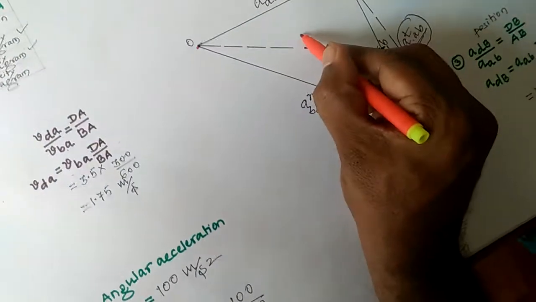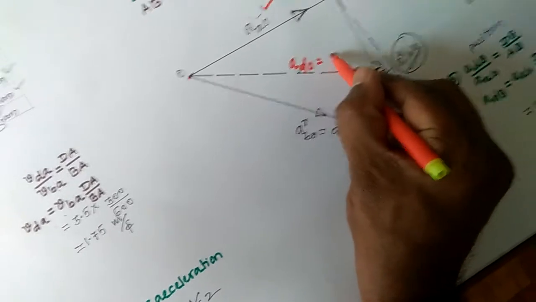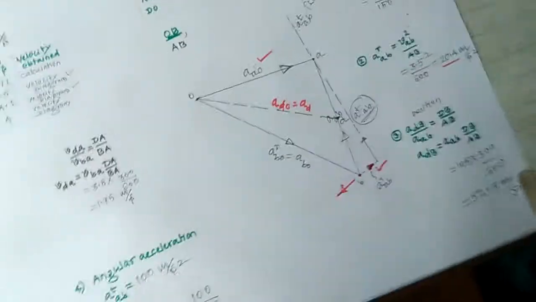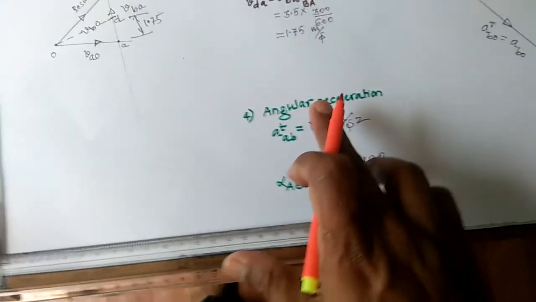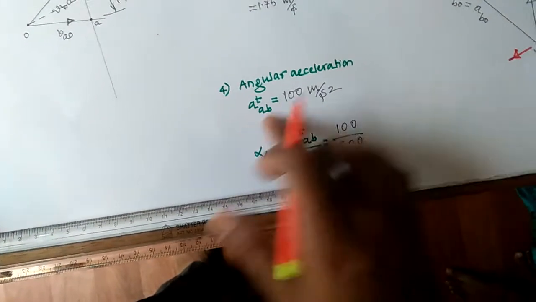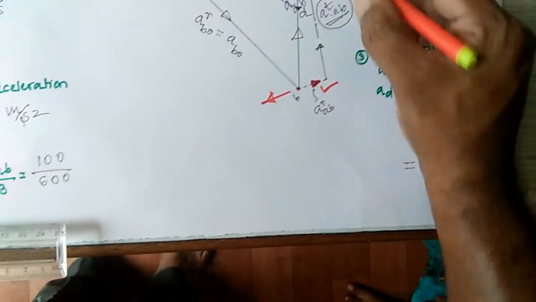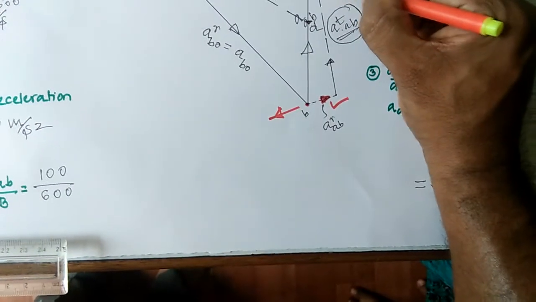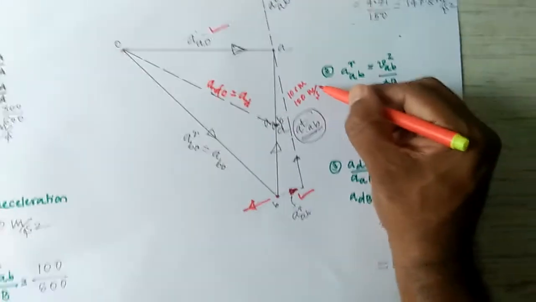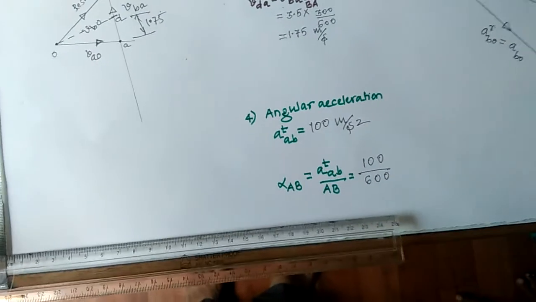Then finally the acceleration of D with respect to O, or the acceleration of D directly, because O is a fixed point. Then you have to find the angular acceleration. That is A tangential divided by AB. You measure the A tangential of link AB, the connecting rod, with the scale. It is nearer to 10 centimeters, which means nearer to 100 meters per second square. Then you find the distance AB, and we can find the angular acceleration. Let's stop here only.